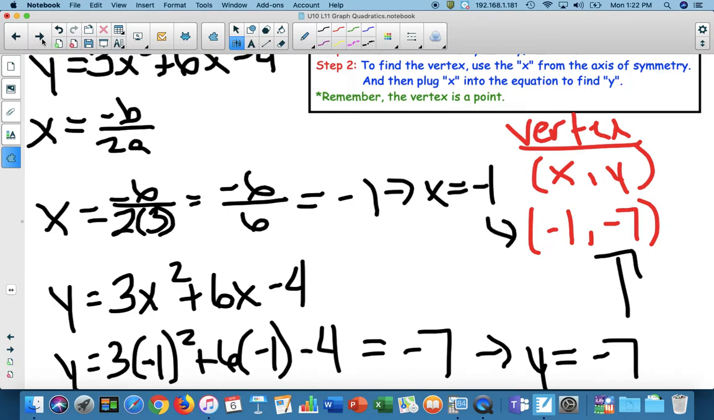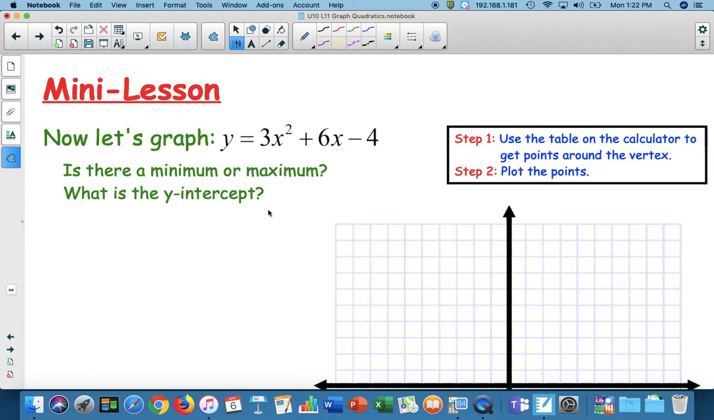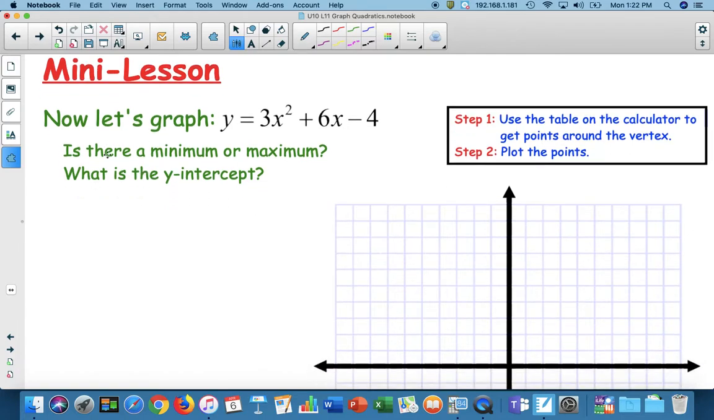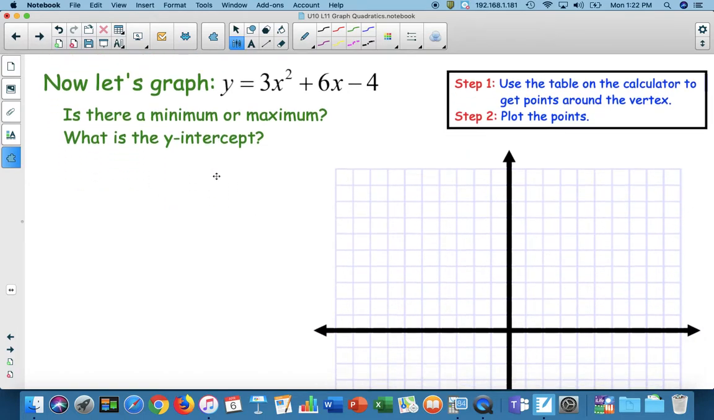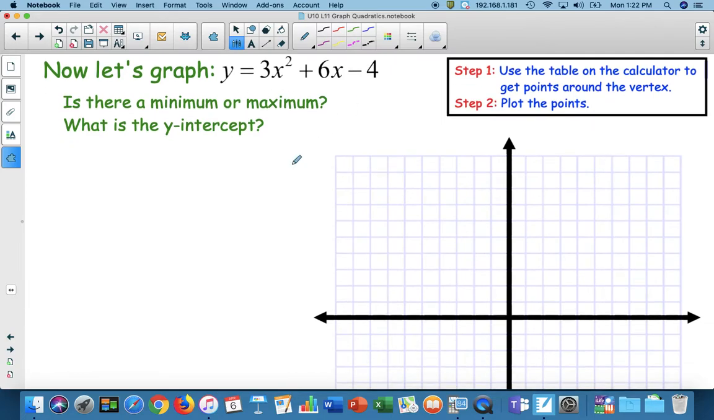All right, so now let's look at an actual graph, all right? We're going to answer these questions at the end. So we have y equals 3x squared plus 6x minus 4. So the first thing I'm going to do is find my vertex. Like we said, that's always important. That's always number 1, okay? So let's look for the vertex first. So I'm going to start off, as always, with x equals negative b over 2a, okay?